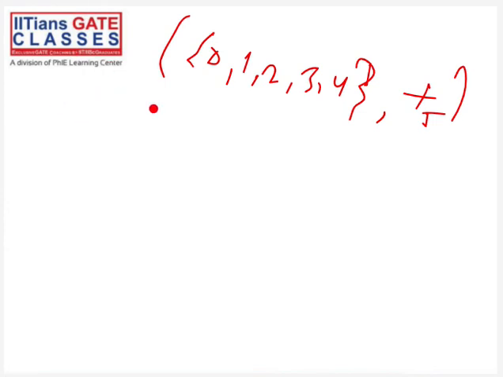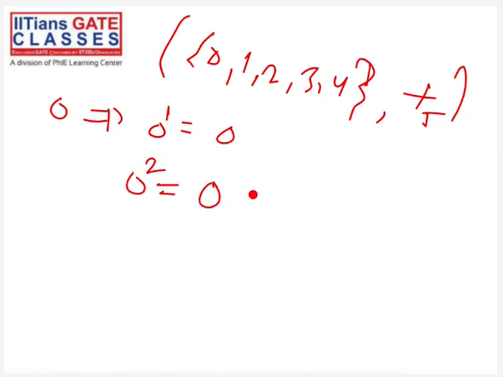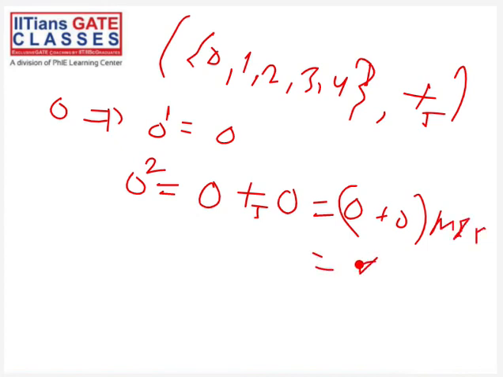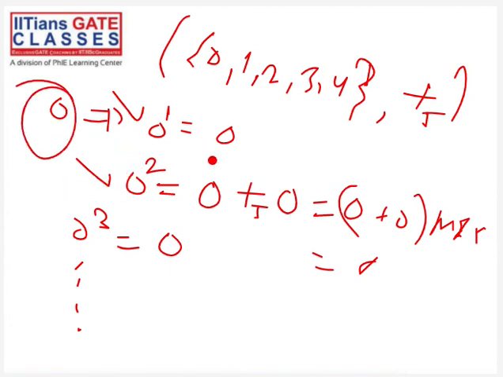Okay, let me tell you again. Let's check whether 0 is a generator or not. 0 power 1, what is 0 power 1? That is 0. What is 0 power 2? 0 power 2 is 0 plus 0 mod 5, and that is 0. So 0 power 1 is 0, 0 power 2 is 0. Similarly, 0 power 3 will be 0. Actually 0 cannot generate anything other than 0, and the reason is that 0 is the identity element.